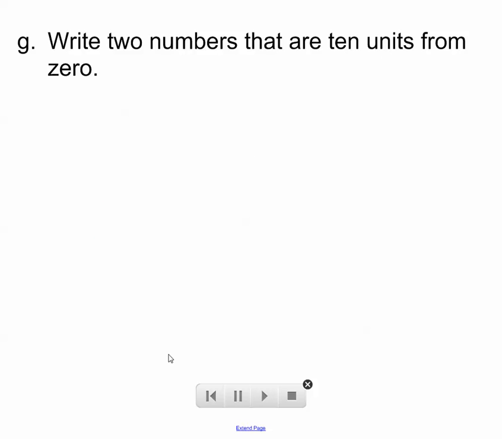So use that information. You guys try this one on your own. Write two numbers that are 10 units from 0. All right, the only positive number that's 10 units from 0 is 10. And there is a negative number that's 10 units from 0, and it's -10. That's it.